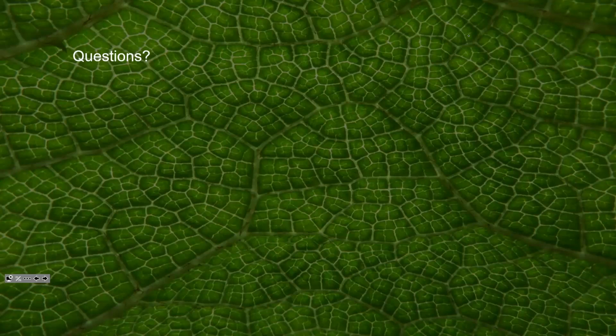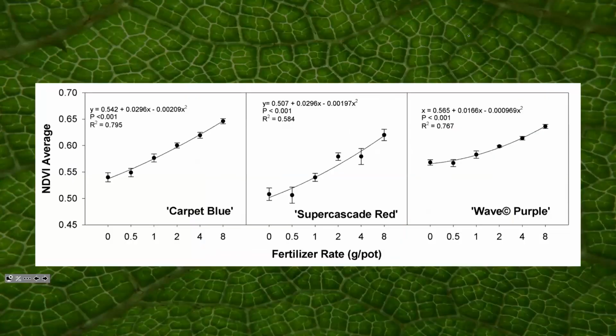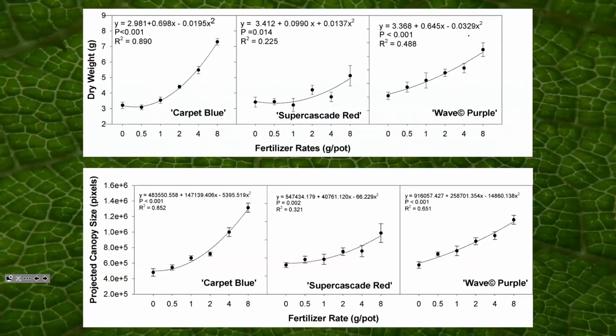If you look at the graphs, I felt like the R-square, with the NDVI, I thought it was decent, but the previous one, just maybe a couple of slides before this. Yeah, this one, I'm wondering if there is a certain R-square value, like the Super Cascade Red with 0.225 or the Wave Purple with a 0.488, is that relationship meaningful or not? Just curious.